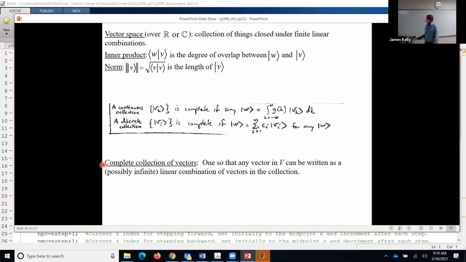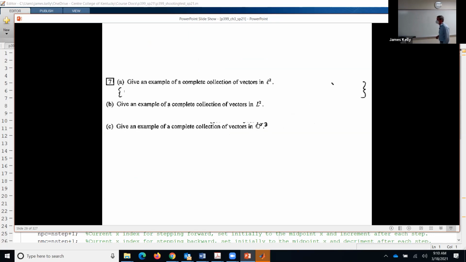Completeness means you're not missing any. It can be too big. Your collection can have too many vectors in it, but it can't have too few to express it, right? If we're in 3 dimensions, x hat and y hat aren't enough. You need a third linearly independent vector. X hat, y hat, and x hat plus y hat aren't enough if you're in a 3-dimensional vector space. But x hat, y hat, and z hat would be complete. X hat, y hat, z hat, and x hat plus z hat would be a complete collection. It sort of has too many vectors in it, but that's okay. It's still complete. So that's the idea of completeness.